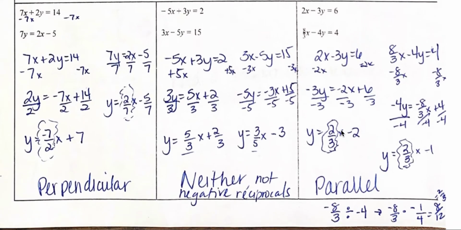And example 3 is right here. You can follow all the same steps. It's the same process as before. Here's the slope. Here's the other slope. They are the same slope, therefore they are parallel lines. Take a minute and actually look through this map and complete it yourself.